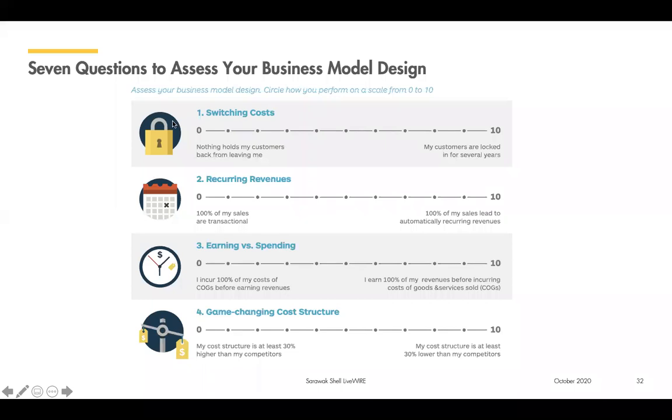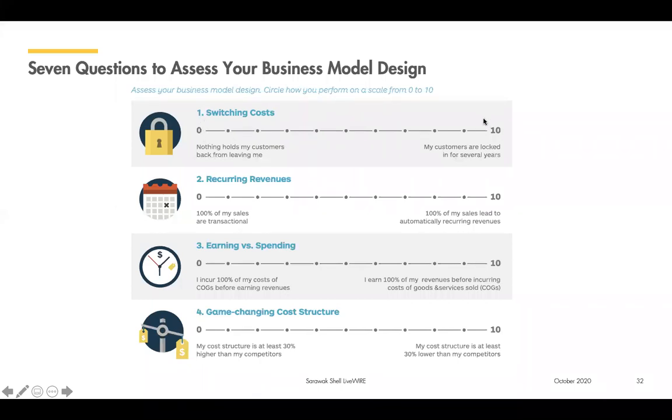My last two slides, look at these questions that you can use to assess your business model design. So from a 0 to 10, you can look at switching costs, right? Is there anything that's holding back your customer from leaving you? If your customers are locked in for several years, this is the perfect situation. The other end is the least desirable situation.